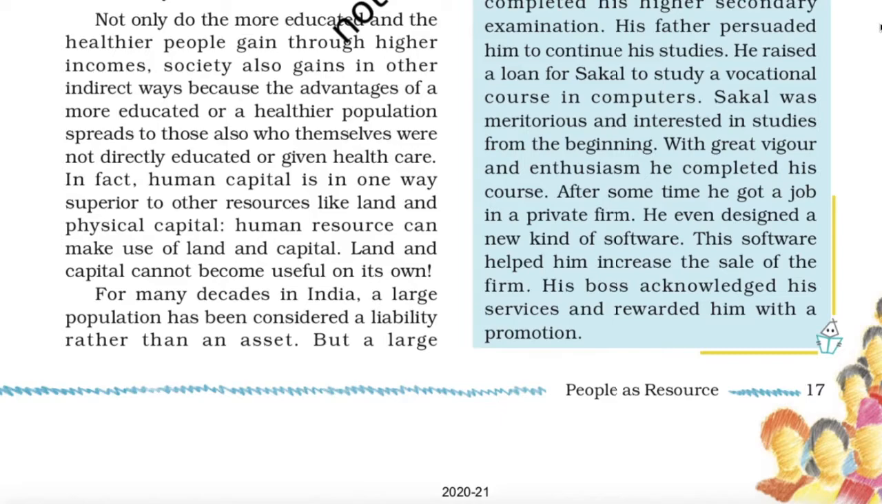Not only do the more educated and the healthier people gain through higher incomes, society also gains in other indirect ways because the advantages of a more educated or a healthier population spread to those also who themselves were not directly educated or given health care.